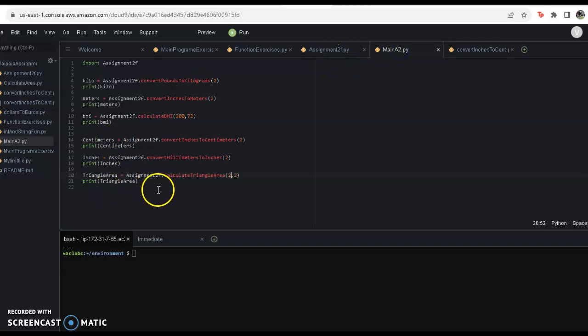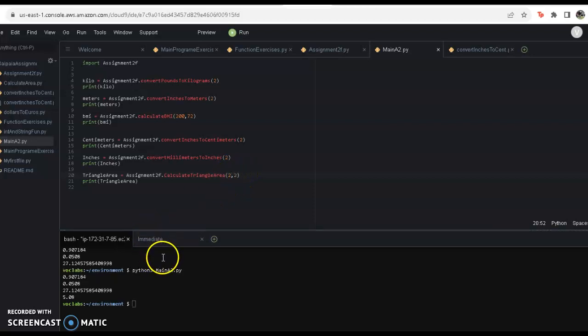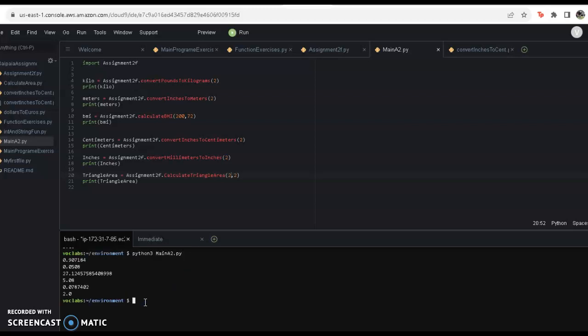So heading over here, I was able to use this function as in previous steps in our assignment, and the two values that I used were 2 and 2, which obviously ran. It would be 2 times 2 is 4, and then divided by 2, and then right here, as you can see, it comes out. That is my function of finding the area of a triangle.